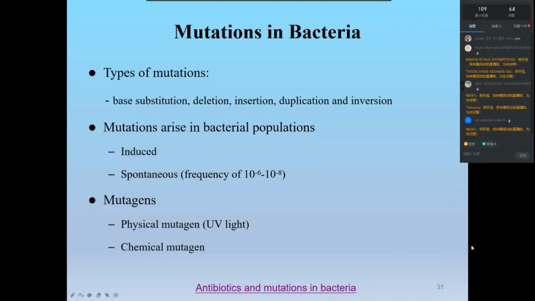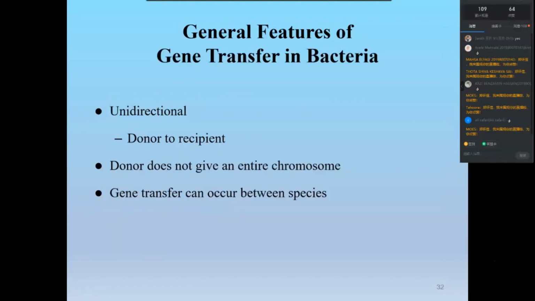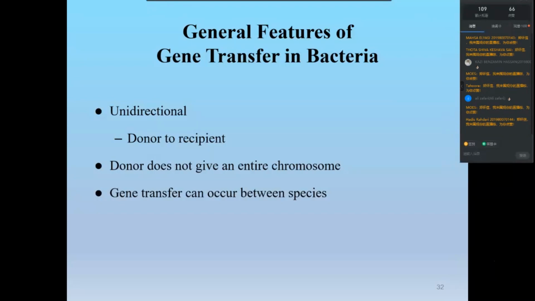Okay, so these are the mutations in bacteria. Then we'll talk about a second point, that's gene transfer in bacteria. Gene transfer means, in general, that a DNA fragment or gene from outside, no matter where it comes from, enters the bacteria and either exists as a plasmid to express it or integrates into its chromosome. So that's gene transfer.